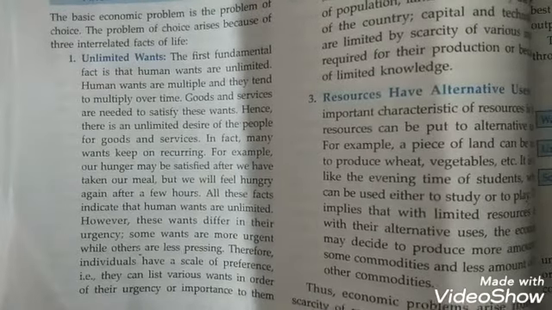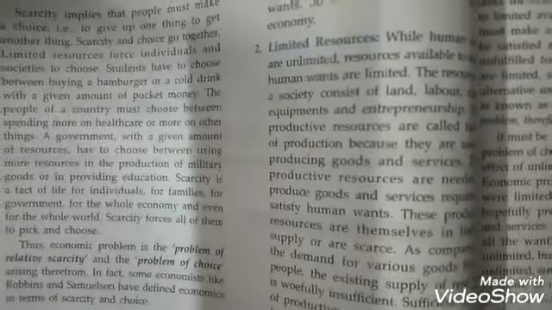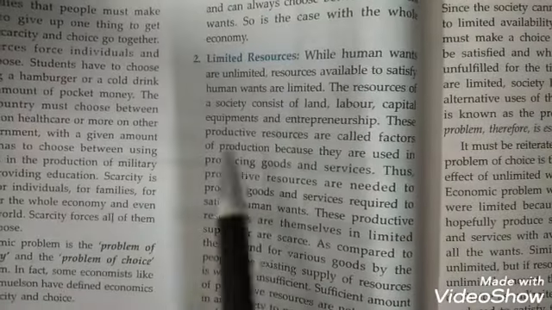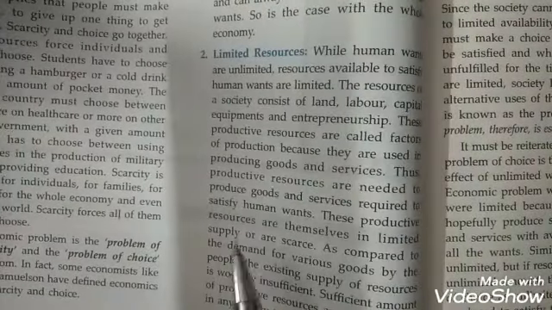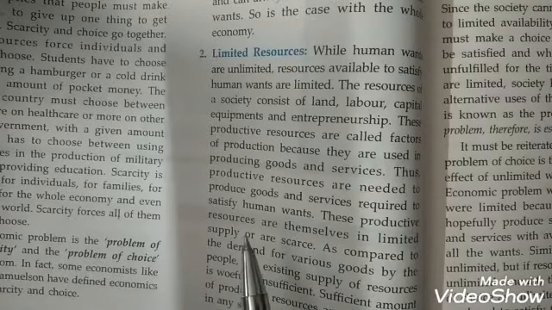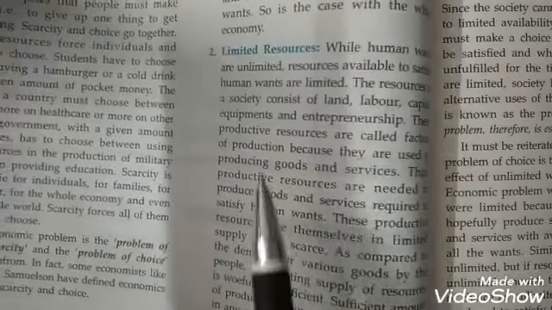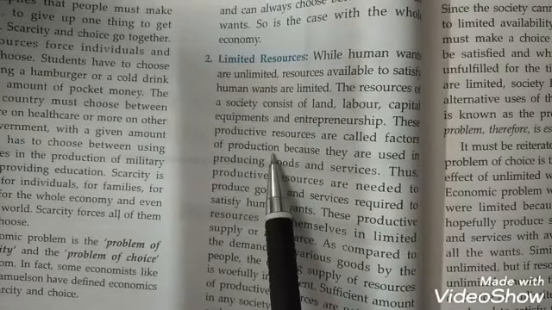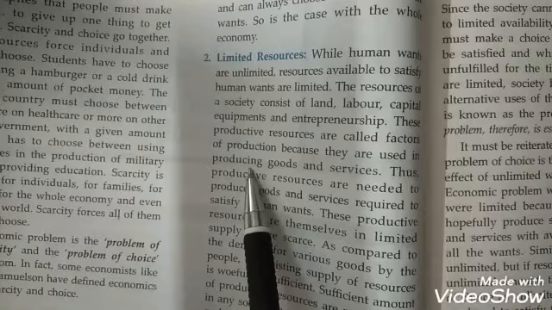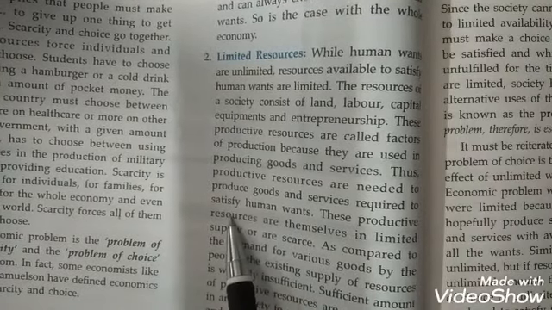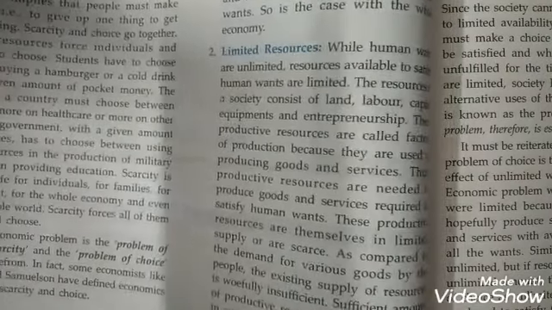The second reason why economic problem arises is limited resources. Now, we know that the resources to satisfy these wants are limited in nature. Resources are not available in abundance. The resources of a society consist of land, labor, capital, equipment, and entrepreneurship. These productive resources are called factors of production because they are used in producing goods and services. Thus, productive resources are needed to produce goods and services required to satisfy human wants.